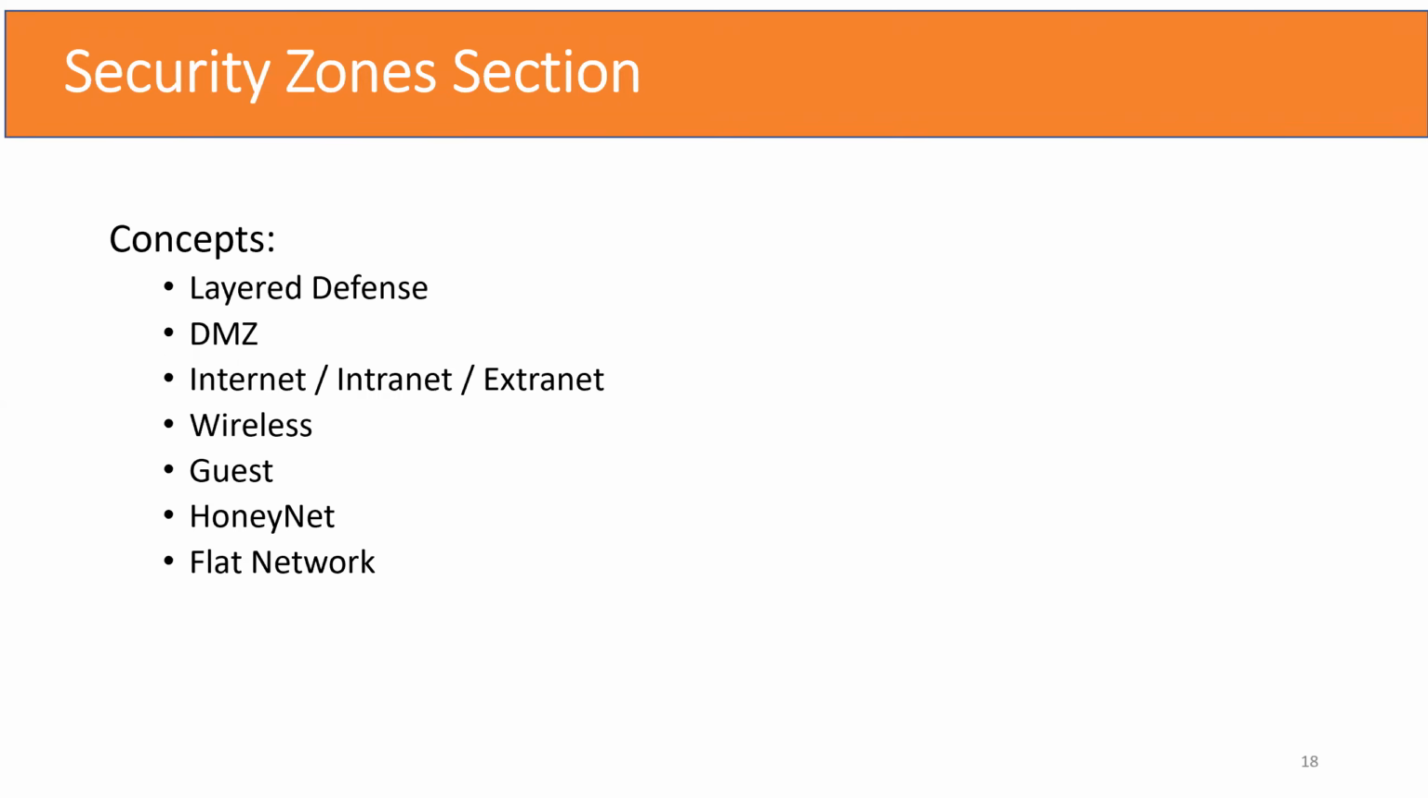There are different types of internet, intranet, and extranet, wireless, air gap, honeynet, flat networks, and some other concepts. Let's go down through each one.